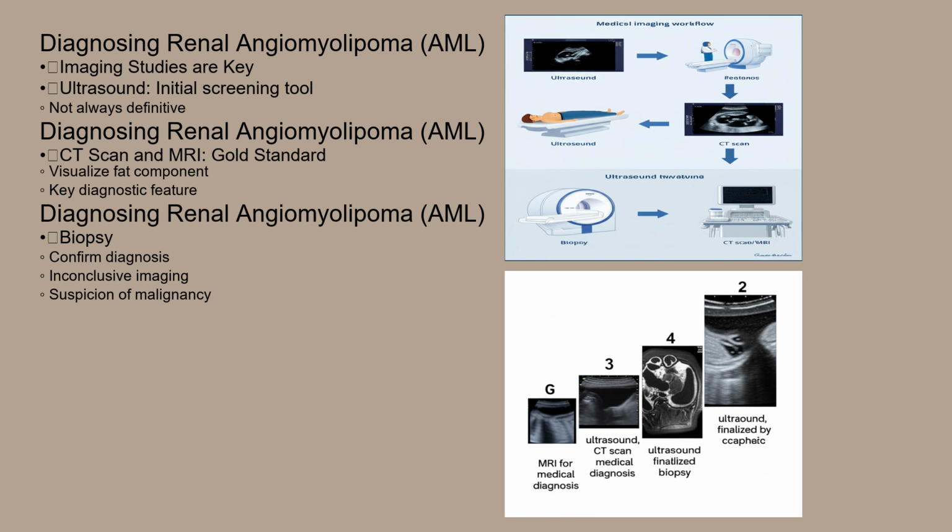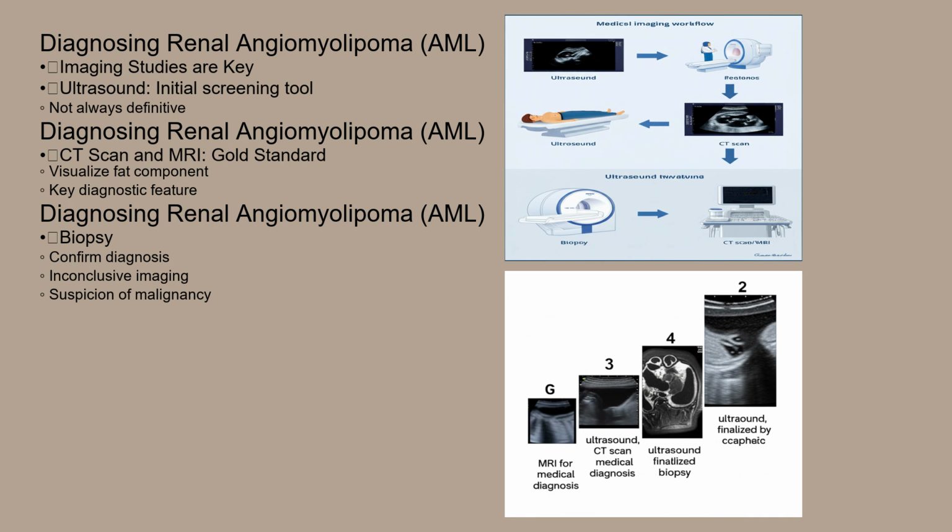Diagnosing renal angiomyolipoma typically involves imaging studies. Ultrasound can be used as an initial screening tool, but it's not always definitive. Computed tomography, or CT scan, and magnetic resonance imaging, or MRI, are the gold standard for diagnosis. These imaging modalities can visualize the characteristic fat component of AMLs, which is a key diagnostic feature. In some cases, a biopsy may be necessary to confirm the diagnosis, particularly if the imaging is inconclusive or if there's suspicion of malignancy.